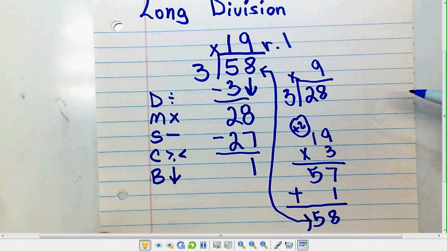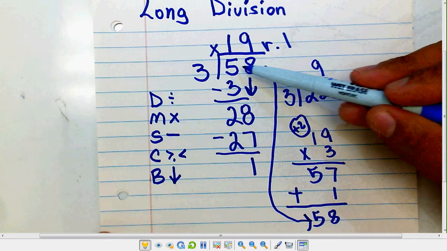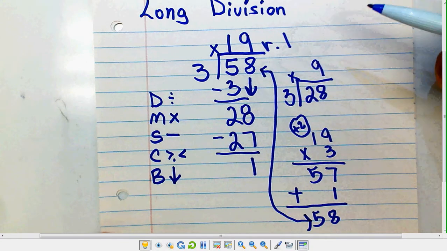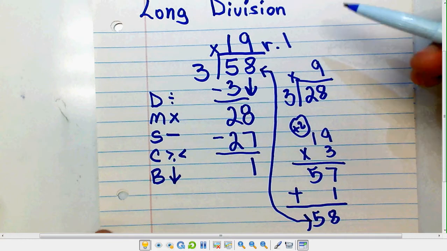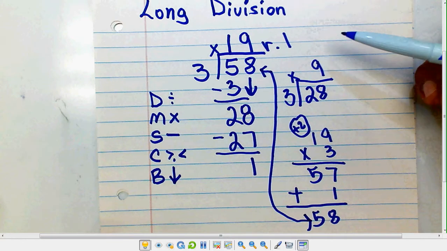And these are the steps to long division. And this problem only has 2 digits in the dividend. There'll be other problems that I have for you that will have 3 and up to 4 digits in the dividend.